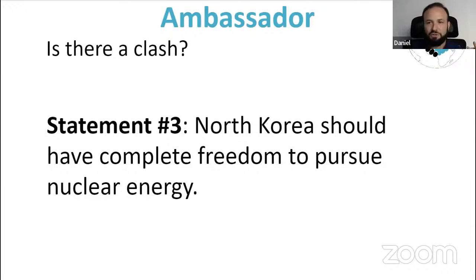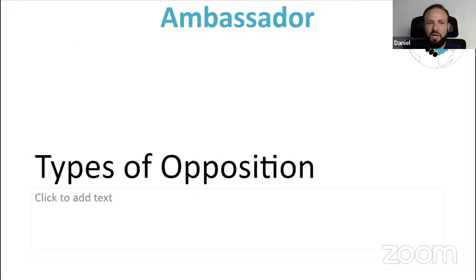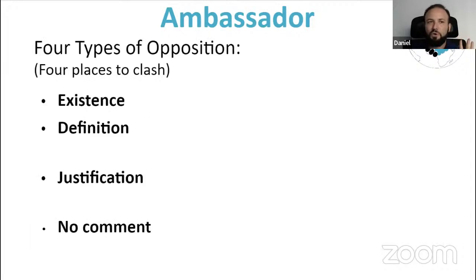Okay. So clash is directly engaging with some idea. It's not something that no one is going to debate with. So with this in mind, now we're going to talk about the types of opposition, which is very much the heart of where opposition is different from proposition. The types of opposition that we have are 4. There are 4 places to clash. The first is existence. The second is definition. The third is justification. And the fourth is no comment. And we're going to elaborate on all of them.